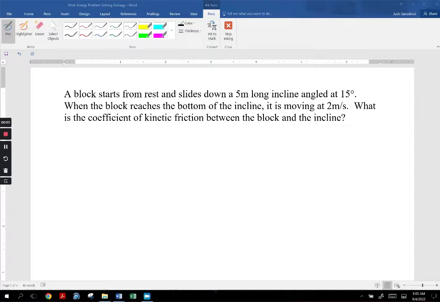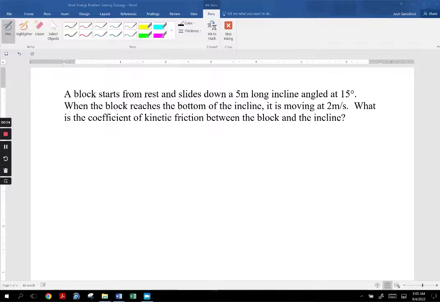Hello, peoples. This video is to help you with a general problem-solving strategy for work and energy and how to set up these problems. I chose a problem that was reasonably difficult, but nothing too easy, nothing too hard. And the scenario is basically of something sliding down an incline and there's some friction. That's the scenario. All right.